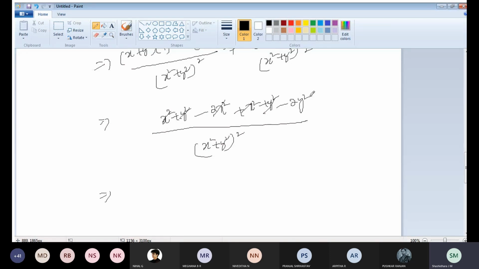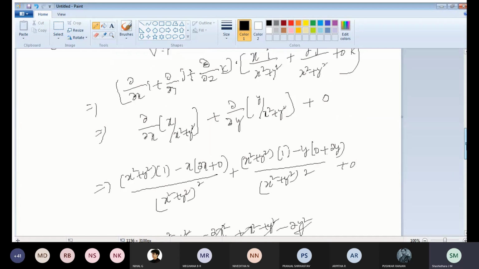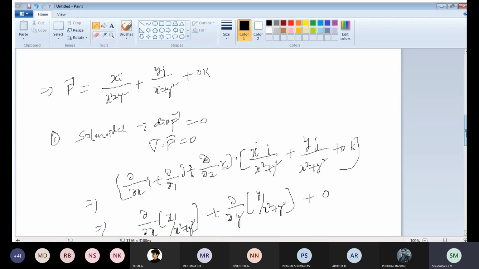Okay, is that clear? Any doubts about the solenoidal condition? Any doubts about proving the solenoidal? No, sir. Solenoidal is nothing but the dot product, that's it. There is no other method.